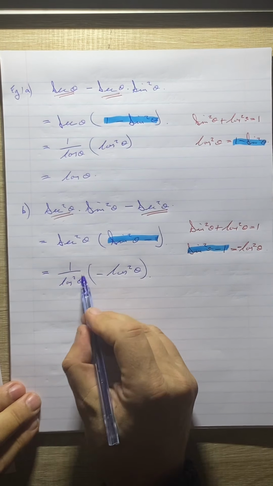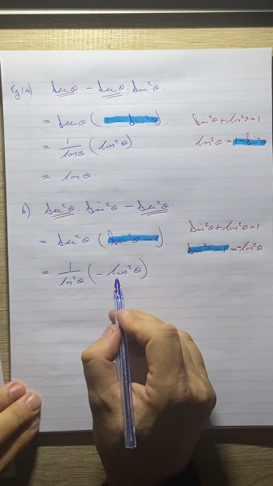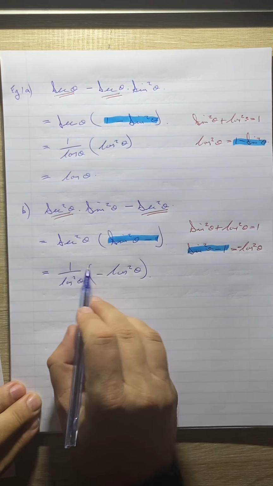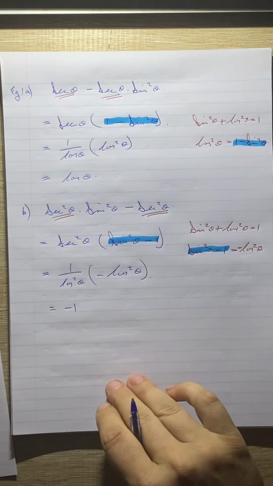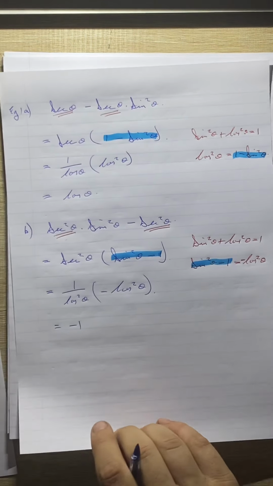As you can see, the cos squared here will cancel with the cos squared over there, and we're just left with 1 times minus 1, which is minus 1. And that's our final answer for that one. Moving on to example C.